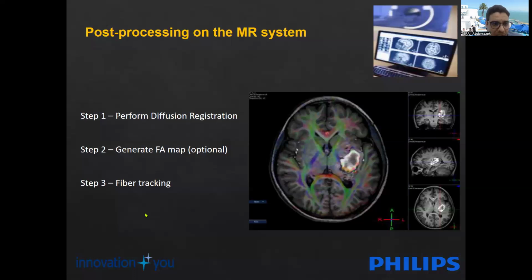So the post processing has three steps. First of all, we start by performing the diffusion registration. Second, an optional step, is to generate the fractional anisotropy map. Also, we can do the fiber tracking through the MR system.